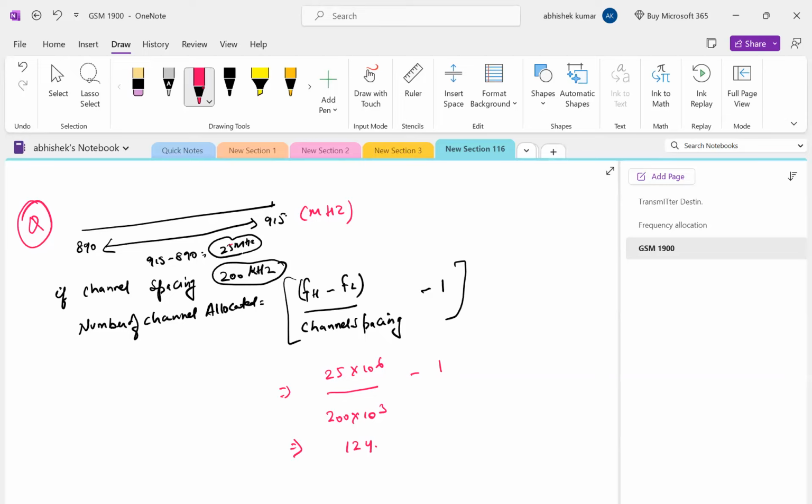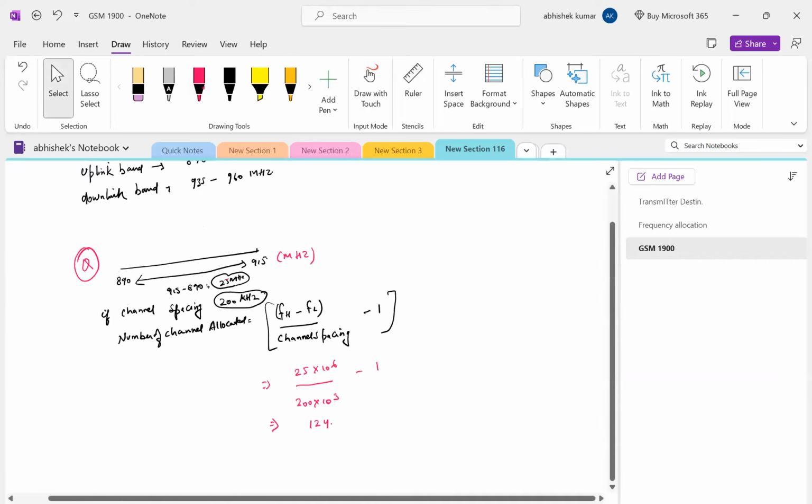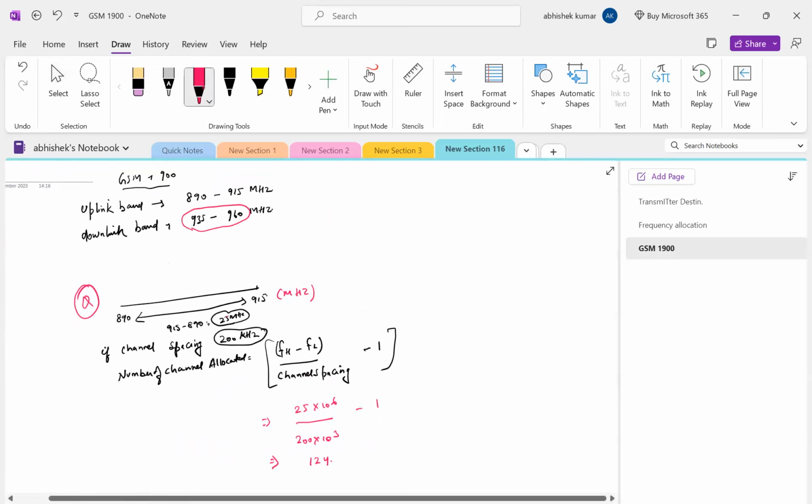Okay. This is the uplink. In the uplink band, we can have this number of channels allocated, right? In the downlink band also, because I told you the downlink band is 935 to 960 megahertz. So the downlink band also has a gap between higher and lower frequency of 25 megahertz. So here also the number of channels that can be allocated is 124.